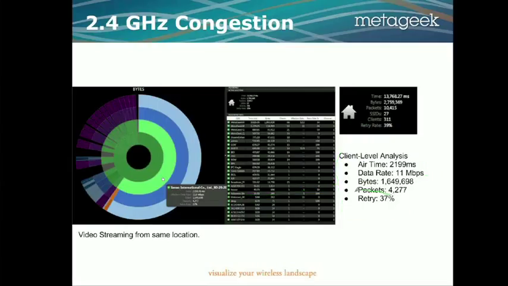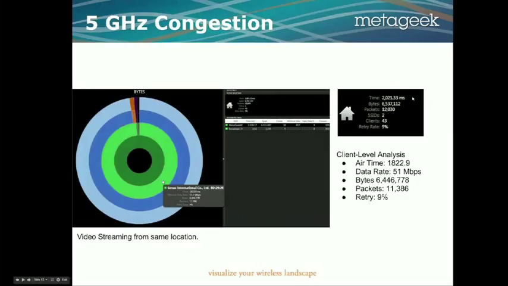I also had a retransmission rate of 37%, so I am the equivalent of someone that talks slow and repeats themselves, and no one likes that guy. Now, if I were to do the same thing in the 5 gigahertz, if I were to change that up and do the exact same thing in the 5 gigahertz, we'll notice a few things.